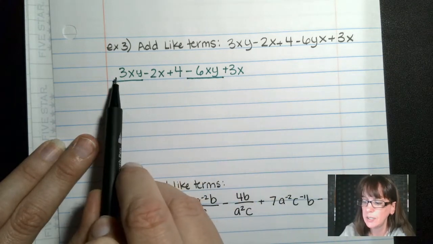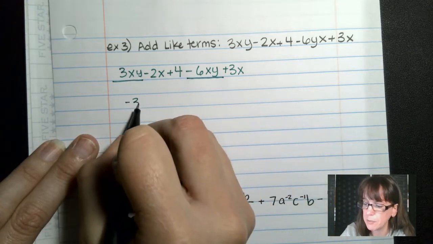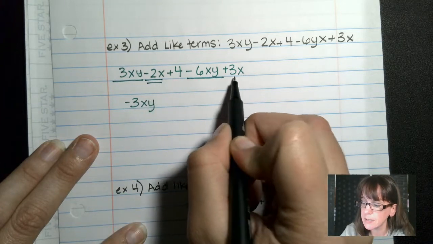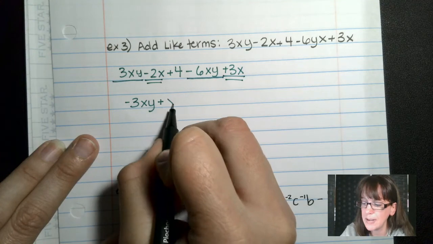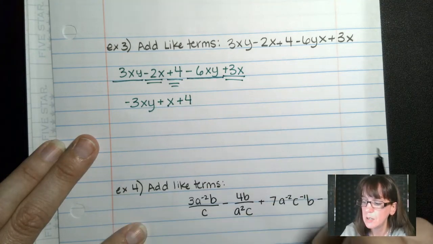So I've got +3, -6xy. Those are like terms, so I'm going to do -3xy. Then I have -2x, +3x, so that's going to give me +1x. And then I have +4, so +4. So that's how I would write it.